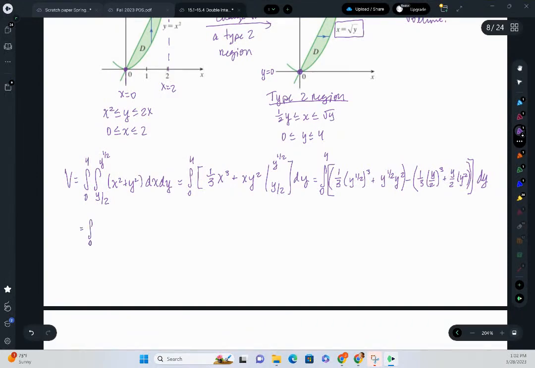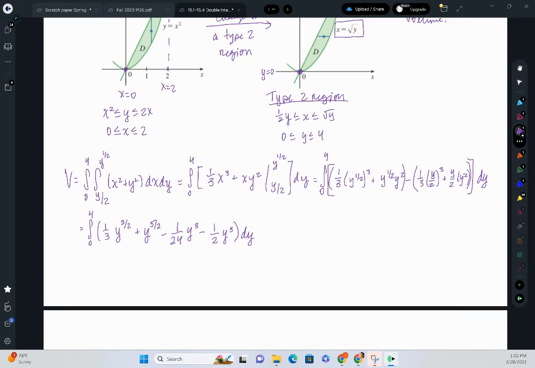I have the integral from 0 to 4. I have 1/3. Y to the 1/2 all cubed is y to the 3/2. Y to the 1/2 times y squared is going to give me y to the 5/2 minus, and then I have a y over 2 cubed. That's going to be y cubed over 8 times the 1/3 gives me minus 1 over 24 y cubed minus the y over 2 times the y squared gives me a 1/2 y cubed dy.